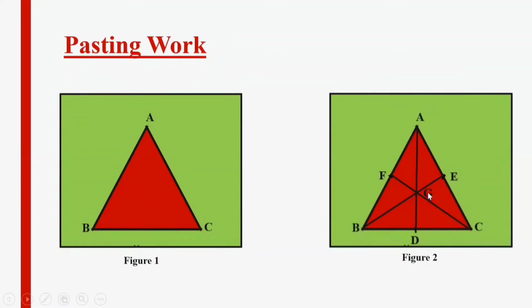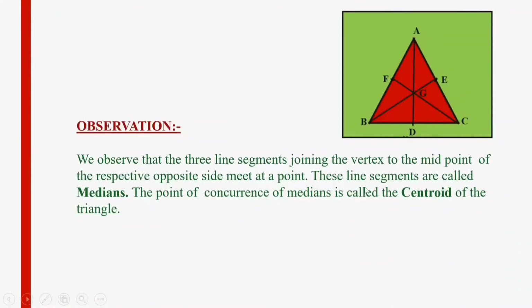Let us come to the observations and the conclusion now. We observe that the three line segments joining the vertex to the midpoint of the respective opposite side meet at a point. You can see that these three line segments are meeting at one point. These line segments are called the medians. So a new word is introduced: medians, and the point of concurrence of the medians is called the centroid. So G is the point of intersection of the medians and G will be called the centroid. Let me show you whether this is true only for this kind of triangle or for other triangles also.